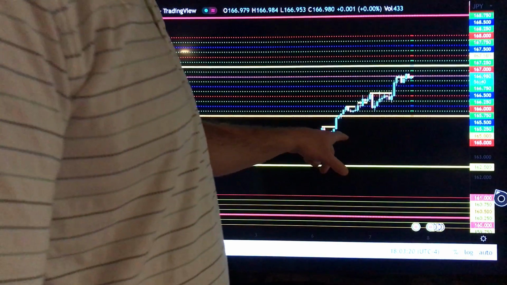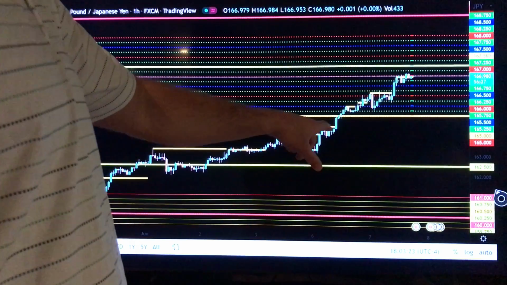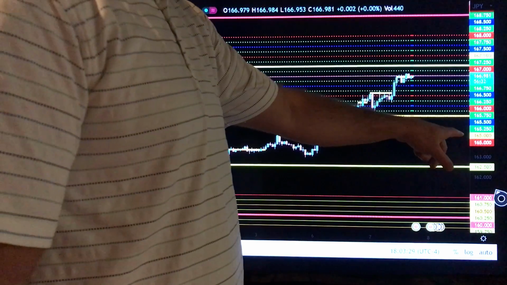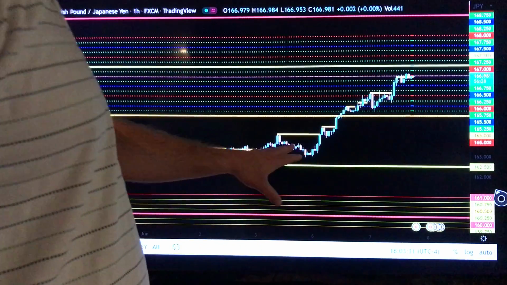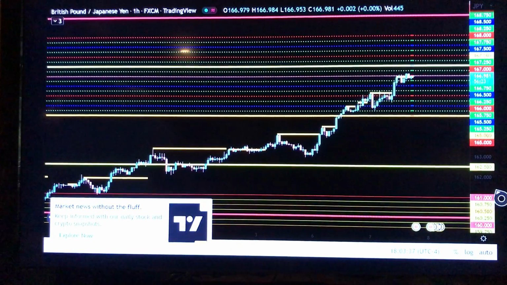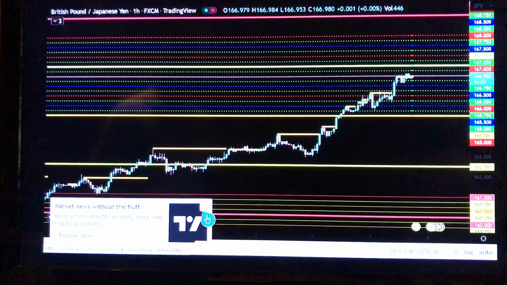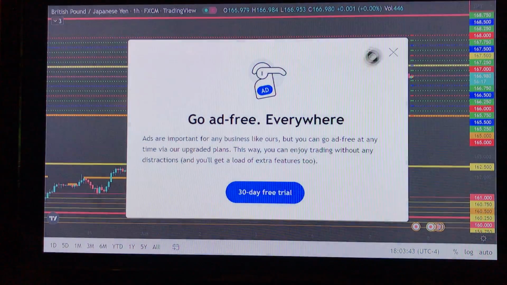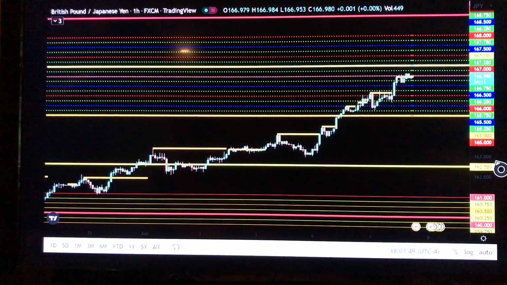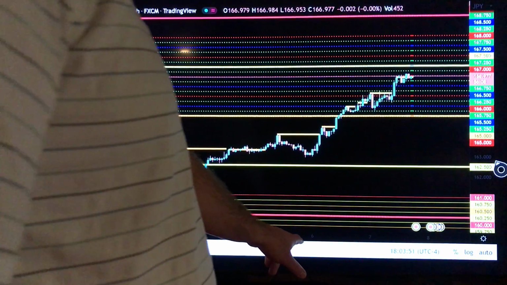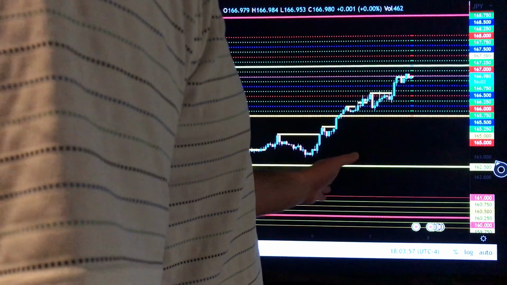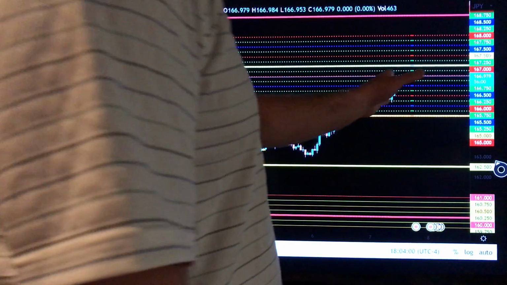This thing has gone bananas. Okay. So what happened was, okay, now we're on the hourly chart, so let me get rid of this stupid advertisement. Oh my God, I hate that. Yeah, anyways, so here we have two days in between there. I don't have it separated, but this is hours.